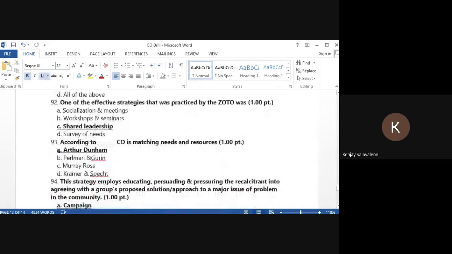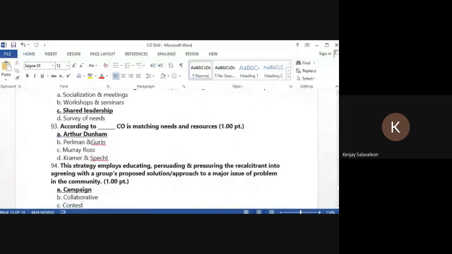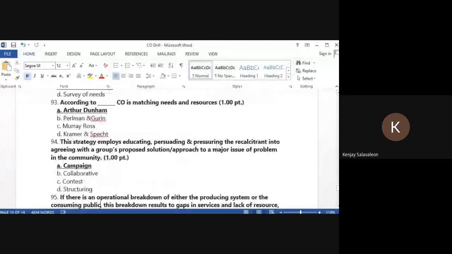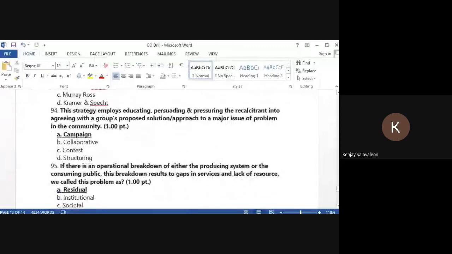93. According to Arthur Dunham, CO is a matching of needs and resources. 94. This strategy employs educating, persuading, pressuring the recalcitrant into agreeing with the group's proposed solution or approach to a major issue or problem in the community. It is campaign.